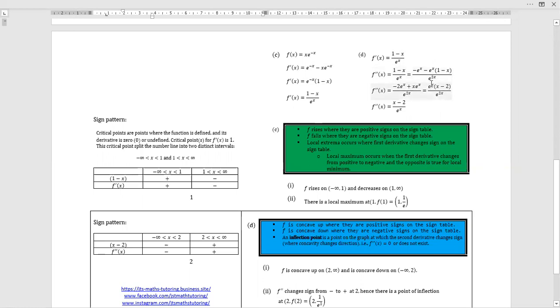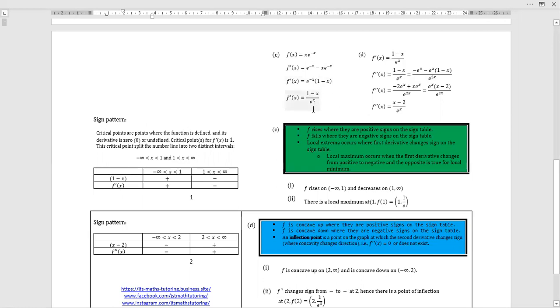So if you factor out your e to the power x here, you're going to have e to the power x, and in brackets x minus 2, all that over. So you can cancel these factors here, so you'll be left with this. So, okay, that is our second derivative. Right. So now when it comes to our sign pattern, we'll start with the sign pattern for the first derivative. All right. So we are here.